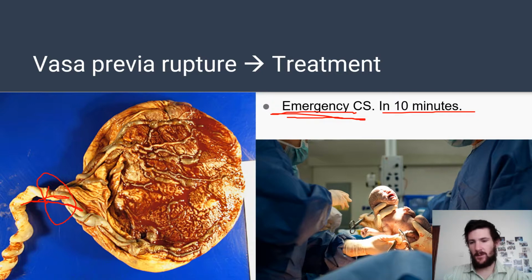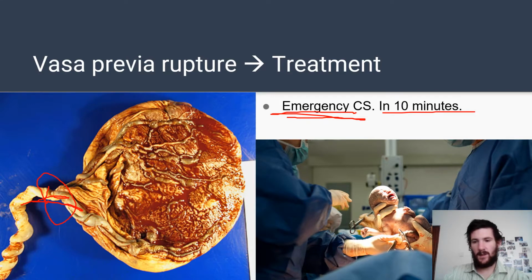It's similar to cord prolapse, but here, in addition to the cord prolapse and fetal suffering, we have a fetal exsanguination. The fetus is losing a lot of blood and very fast. So we need to act fast, and we need to be able to recognize that.